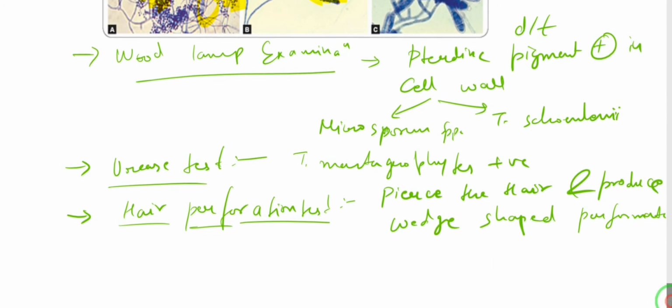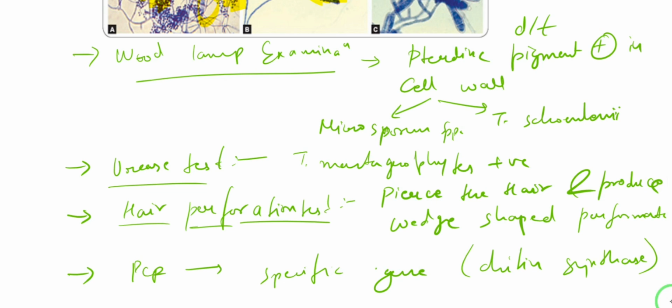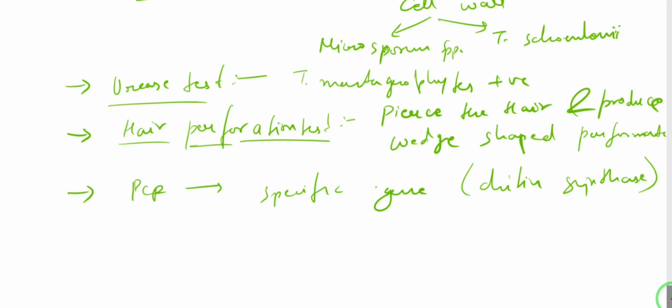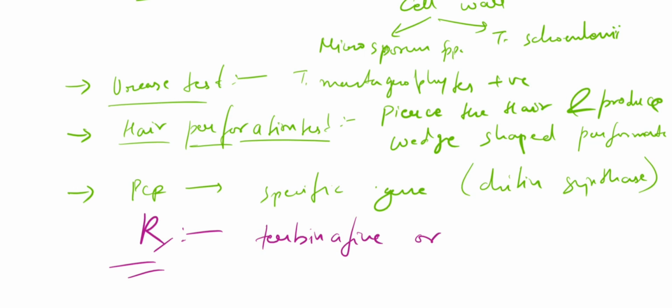Some molecular methods like PCR can also be done for specific antigens or genes, such as chitin synthase. And now that you have diagnosed that it is a case of dermatophytosis, what kind of treatment are you going to give to your patient? You will prescribe terbinafine or itraconazole. These are oral drugs. So that was about dermatophytosis, and we are done with superficial mycosis. In the next video, we will start with subcutaneous mycosis.